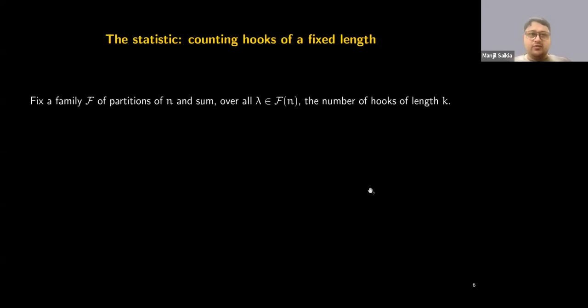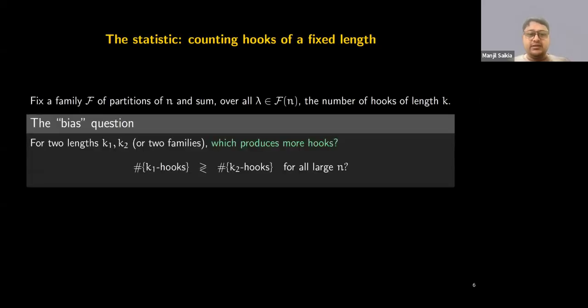Now, the question that we're interested in is the following. We want to fix a family of partitions of n, and we want to sum over all partitions the number of hooks of a particular length. We're not summing over the partitions, but we are summing over the hook lengths of a particular value. And we are interested in the question whether, if you have two hook lengths, K1 and K2, you have any inequality of the sort that the number of K1 hooks is greater than or equal to the number of K2 hooks, or vice versa, or they may be equal in certain cases. So this is the question that we're interested in.